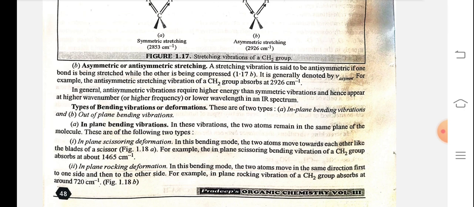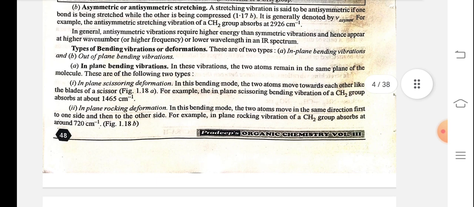These are of two types. First is in-plane bending vibrations and second is out-of-plane bending vibrations. In-plane bending vibrations: in these vibrations the two atoms remain in the same plane of the molecule. These are of the following two types. In-plane scissoring deformation: in this bending mode the two atoms move towards each other like the blades of scissors. For example, the in-plane scissoring bending vibration of a CH2 group absorbs at about 1465 cm inverse.